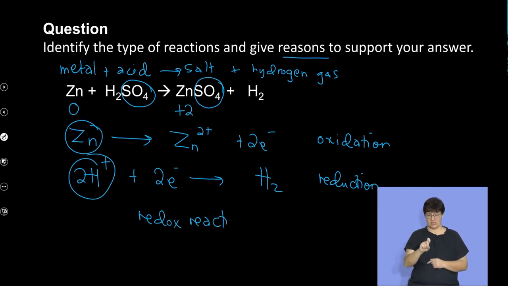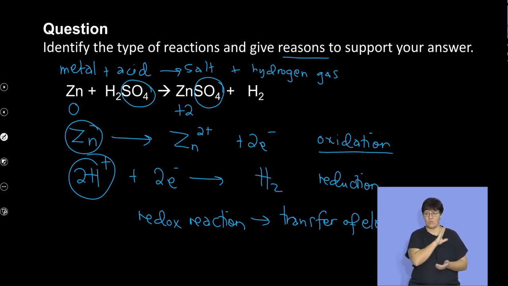Why are we saying this is a redox reaction? Because this involves a transfer of electrons. Hence, we have managed to arrive at the oxidation and the reduction half reaction. So over and above the transfer, we managed to keep track of the changes in the oxidation numbers. So this is definitely a redox reaction, and the reason for that is that there is a transfer, which is loss and gain of electrons.